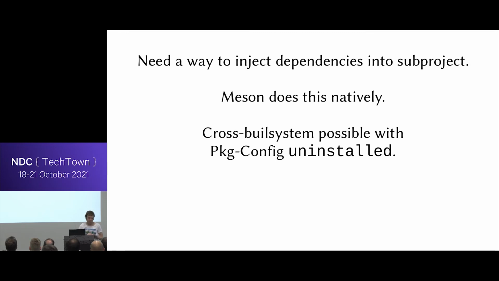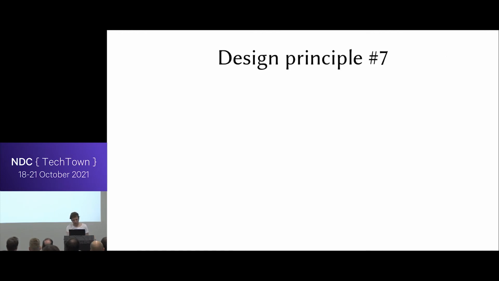You can do this with cross-build systems. Package config provides a way, the so-called uninstalled mode, where you have your build tree and your dependencies in there. And then when you do package config lookups, it actually returns those things. It's not very well supported. It's there. It works in some cases. But it's a bit of a difficult thing. So again, from this we get design principle 7.